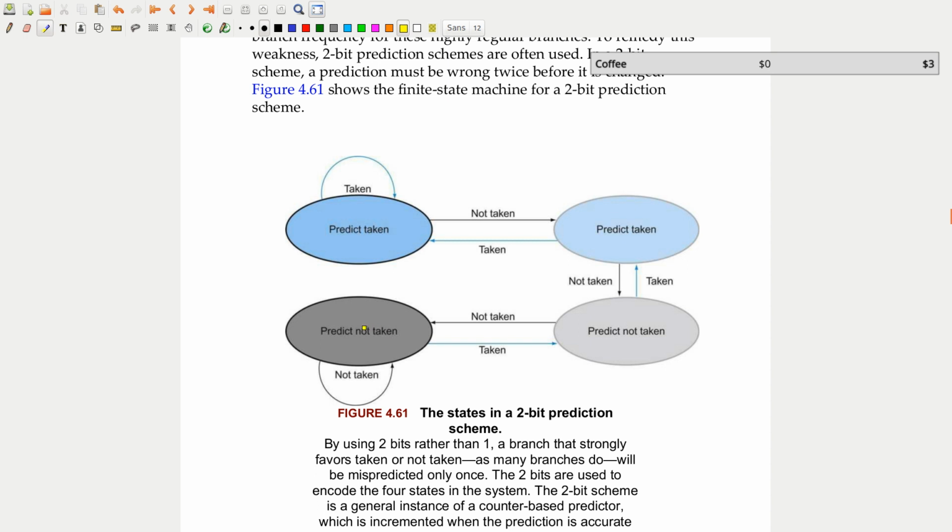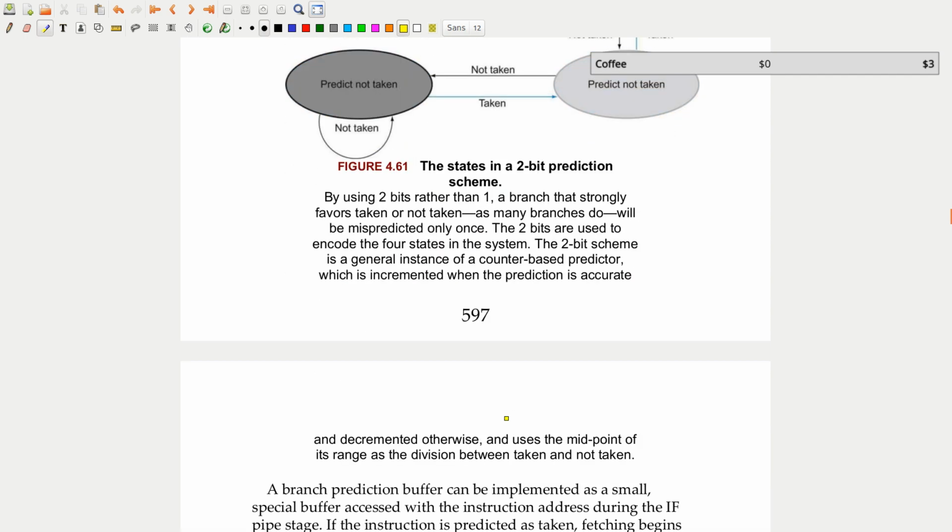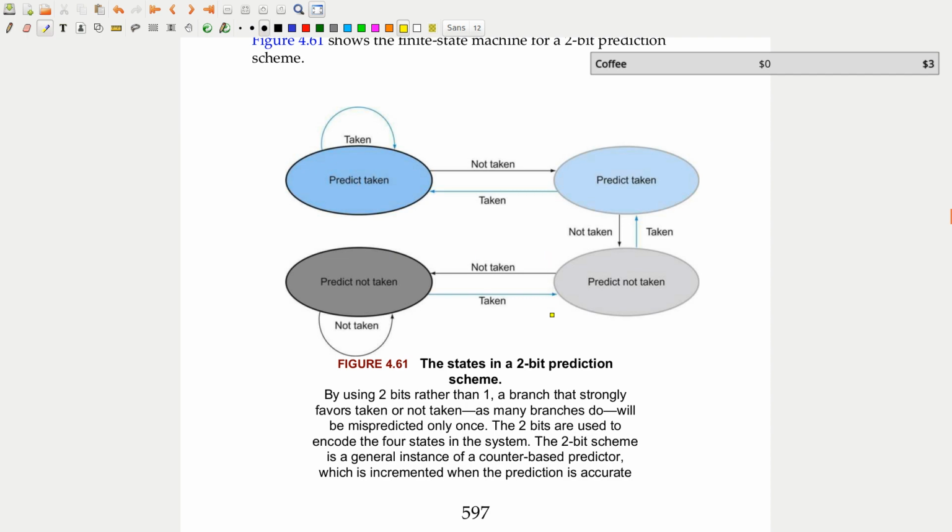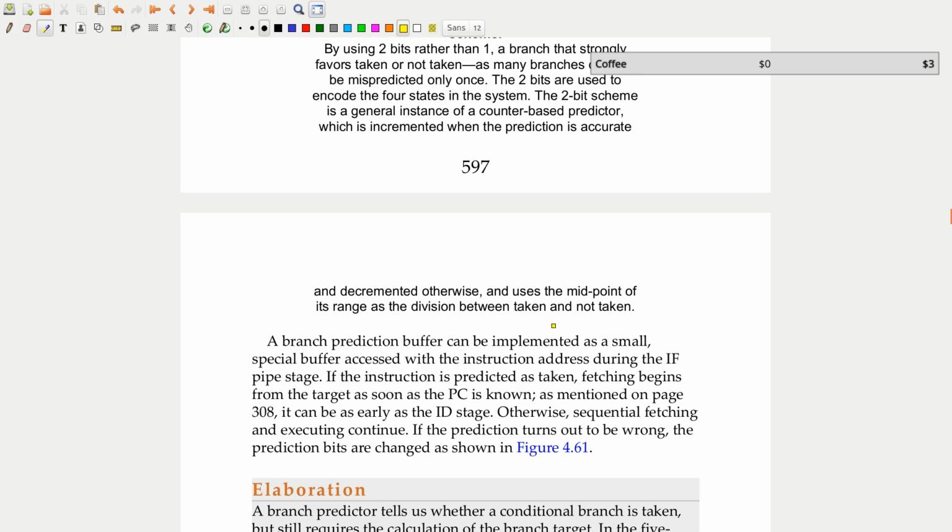And so we have a little bit of saturation here. If we're in not taken and we get a single branch that's taken, we're still going to predict not taken, but if any more come in, we'll start predicting taken. So this is a very simple setup we can use. It's a 2-bit prediction scheme. Very little hardware.